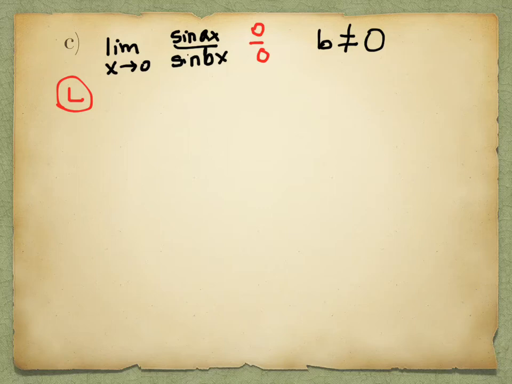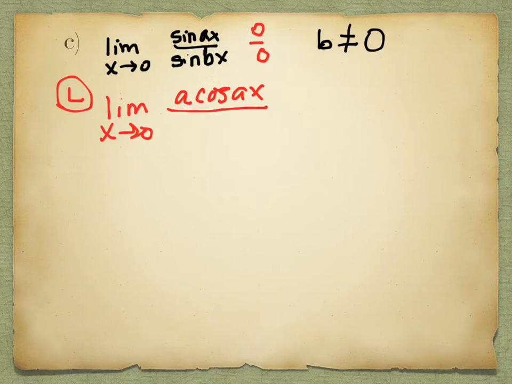It's good. Now I have the limit as x approaches 0. What is the derivative of sine of ax? Okay, so the derivative of sine is cosine of the same angle ax, and the derivative of ax is a. So we have a cosine ax. So then what's the derivative of sine bx? B cosine bx. So far so good?